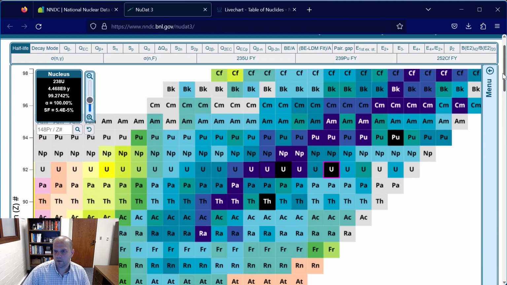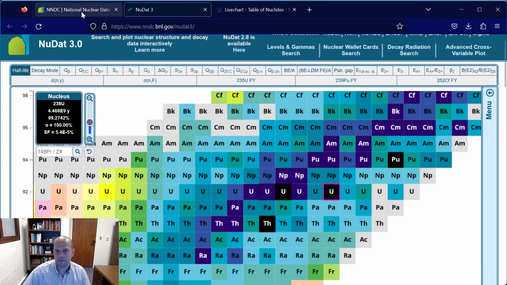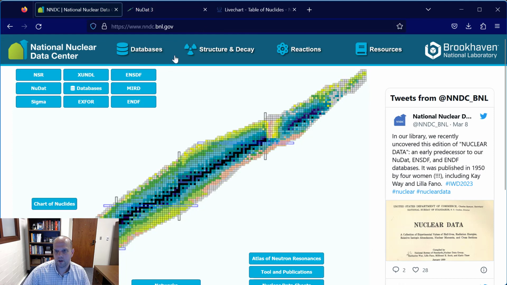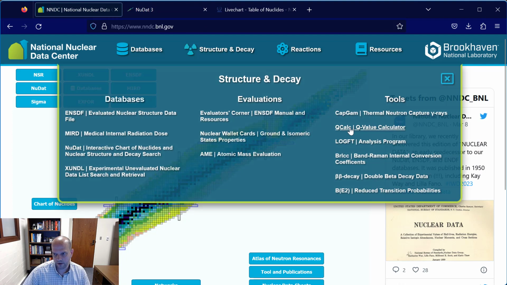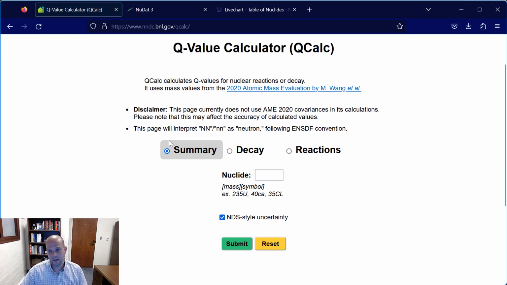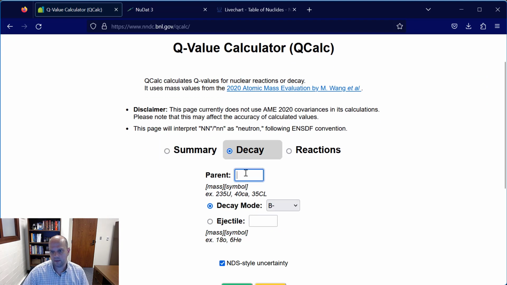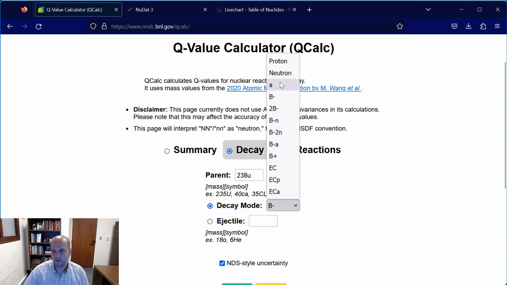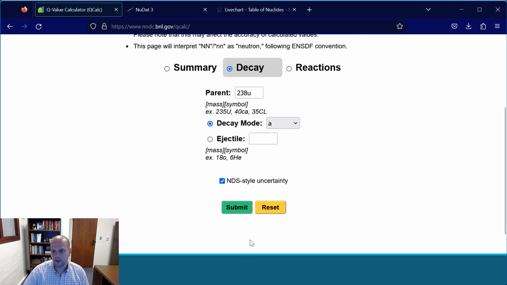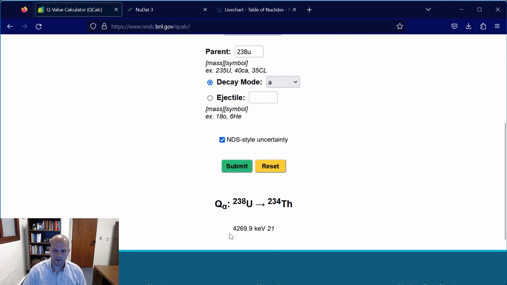I would need to dig a little bit for that, or instead of going to the chart of nuclides, I can just go to the Q value calculator and go to the decay. My parent here is U-238 in this problem. The decay mode is going to be alpha decay, and we look at the value over here and we get 4.27 MeV, so that's the same number that we got before.